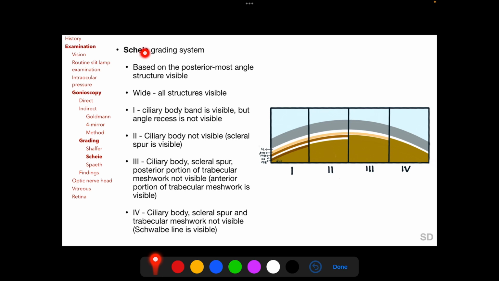The Scheie grading system is based on the posterior-most angle structure visible during gonioscopy. In the wide grade, all structures are visible including the angle recess between the iris and the ciliary body band. In grade 1, the ciliary body band is visible but the angle recess is not visible. In grade 2, the ciliary body band is not visible and the scleral spur is the posterior-most angle structure visible.